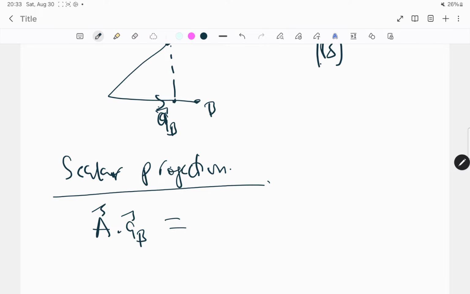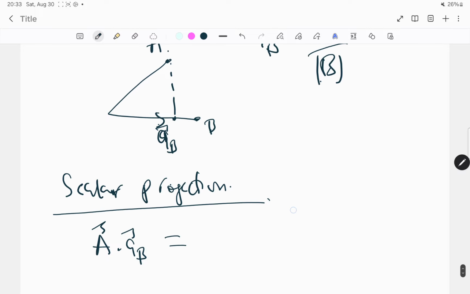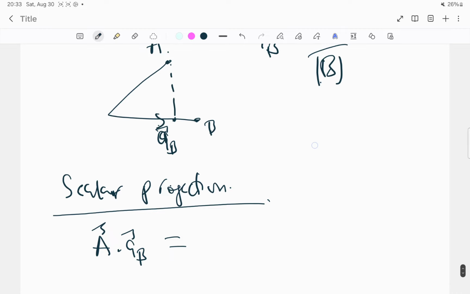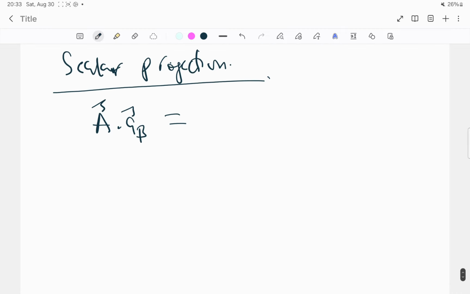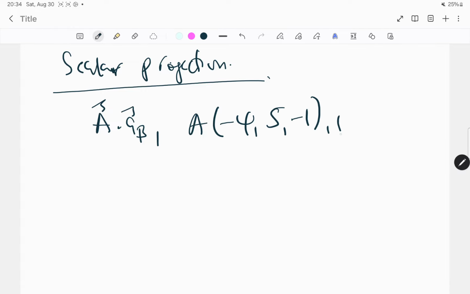and looking at our question, we go and look at the coordinates of A, and then we look at the coordinates of B, right? So we have to find this. Let's start with the coordinates of A. We have A being minus 4, 5, minus 1 from the question, and that of B from the question we are given minus 2, 3, 1.